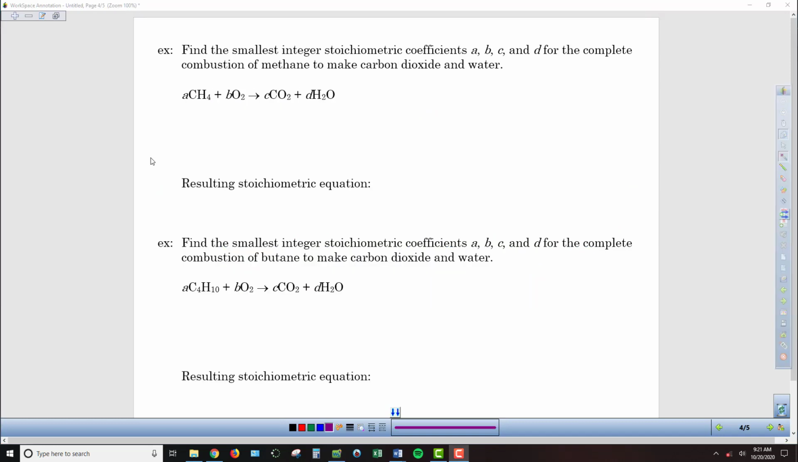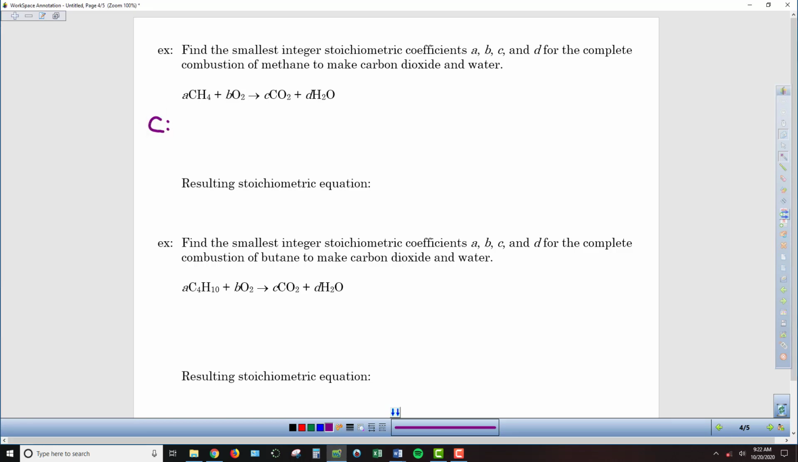In this next example, I've got to figure out the coefficients in front of all 4 of my compounds in my reaction: the methane, the oxygen, the carbon dioxide, and the water. So I'm going to need to set up a system of equations to find those coefficients. But in this case, we only have 3 elements, so I'm only going to be able to create 3 equations. So we'll start with the carbon.